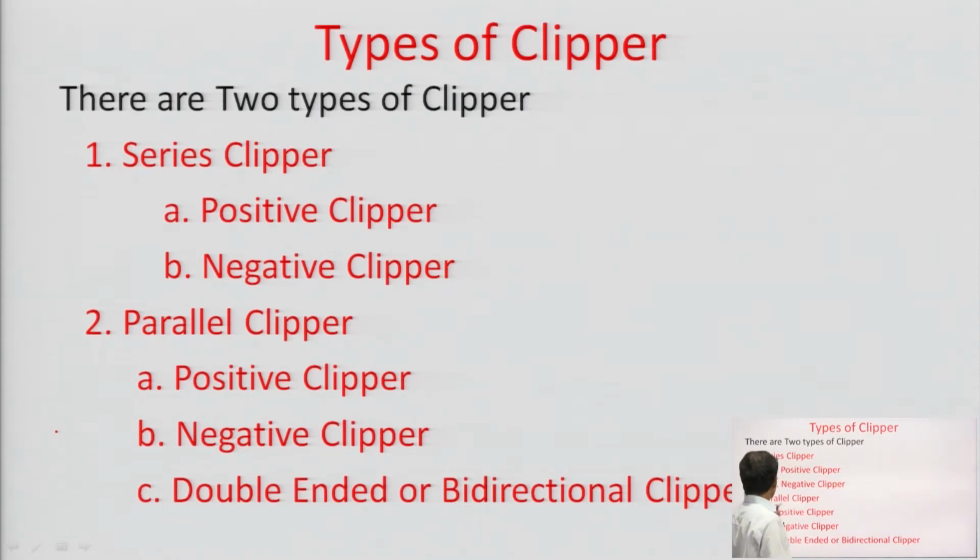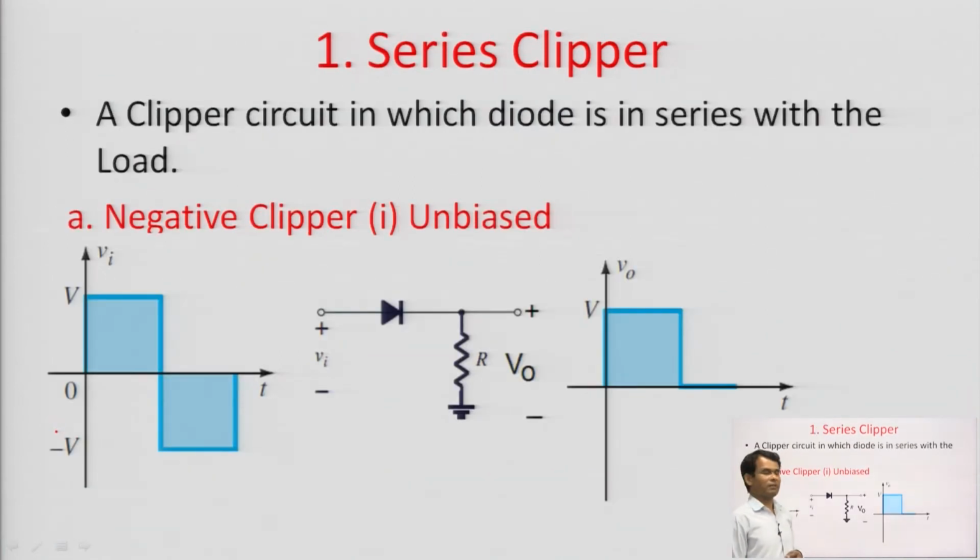On the other hand, parallel clippers are of three types, that is positive clipper, negative clipper and double ended or bidirectional clipper. This means parallel clipper has an extra type, that is bidirectional clipper, because in the bidirectional clipper two diodes are connected in anti-parallel. This bidirectional or double ended clipper is sometimes called a limiter. Now I am going to discuss the circuits one by one in detail.